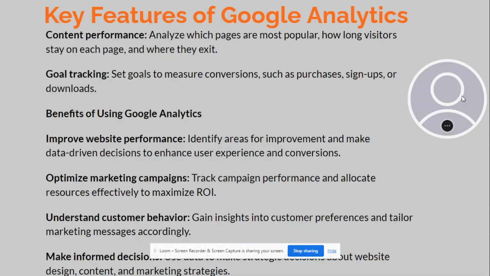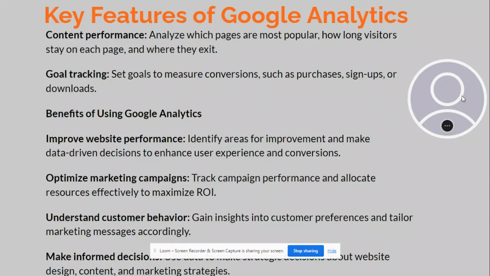The second key feature is that you're able to track your goals, because when you set goals, you're able to measure the conversion, such as purchases, how many people made a purchase on your website, how many people signed up using the buttons, how many people made a download. So all of these things are things that you can track when you use Google Analytics. When you run a digital marketing campaign, you're able to track all of this with Google Analytics.